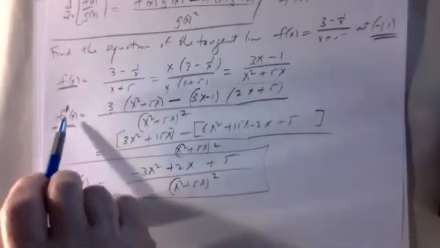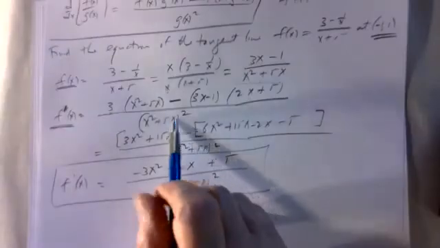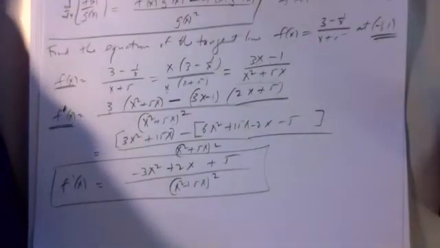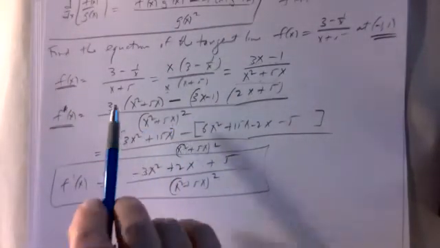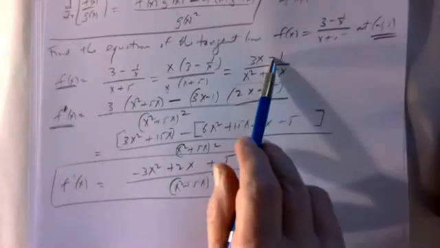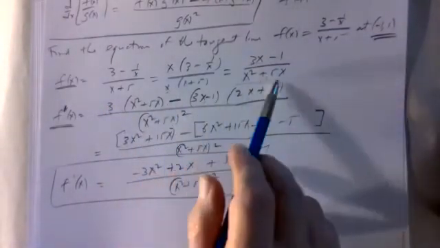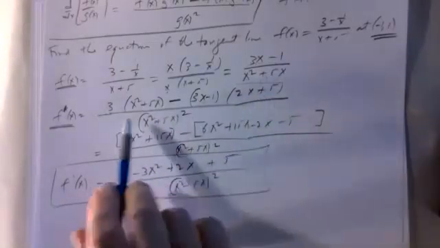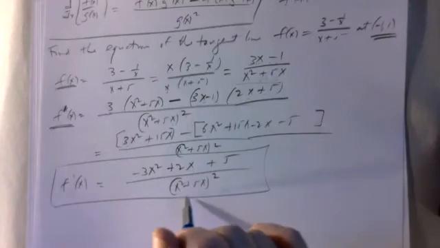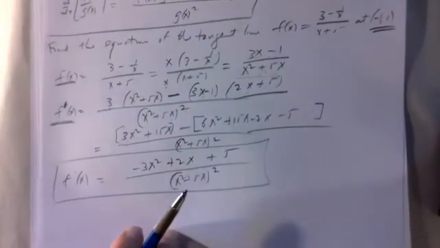This is the derivative of this function. So you square the denominator. That's the quotient rule. You square the denominator, and it's the derivative of the numerator, which is 3, times the denominator, minus the numerator times the derivative of the denominator. And then I expand all this, collect the terms, and simplify. And this is what I get.